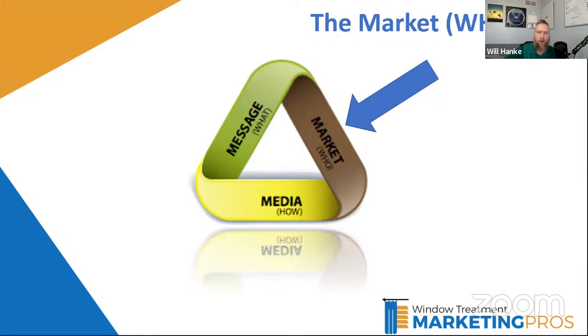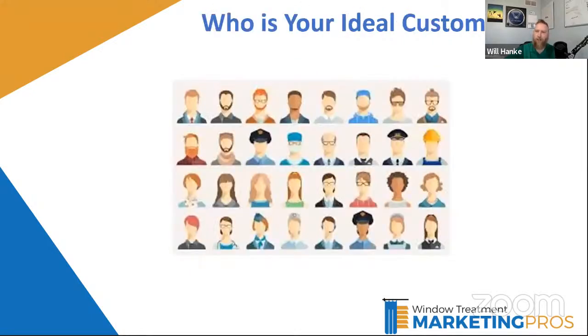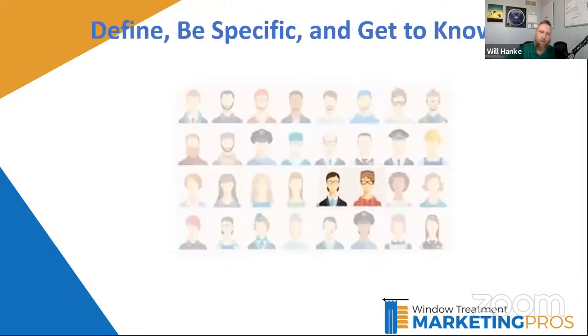So let's start with the market, or the who. So I'm curious, who is your ideal customer? Now, a lot of people will say, we'll work with anybody, or we work with homeowners. But there might even be a more specific piece of that. We work with luxury homeowners, high-end only, right? Or we only work with customers of a certain demographic or a certain location, obviously, in a lot of cases. But it's very important to know just who is your ideal customer, and you should really be as specific as possible.